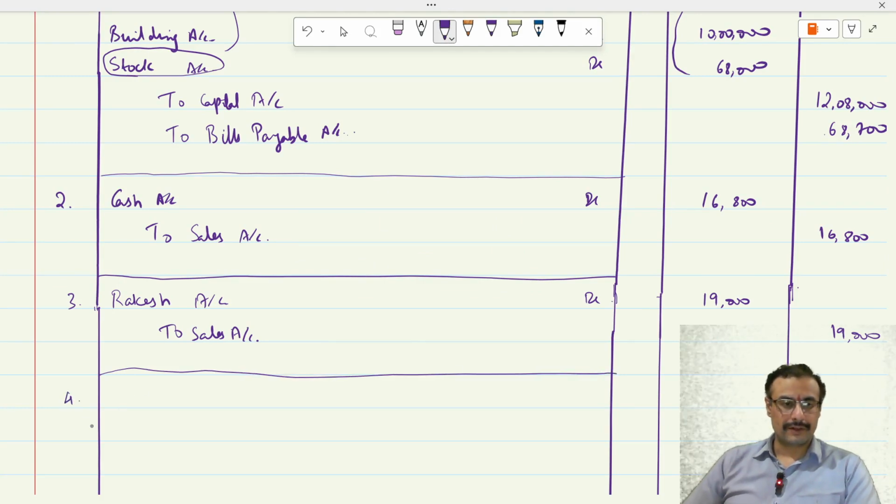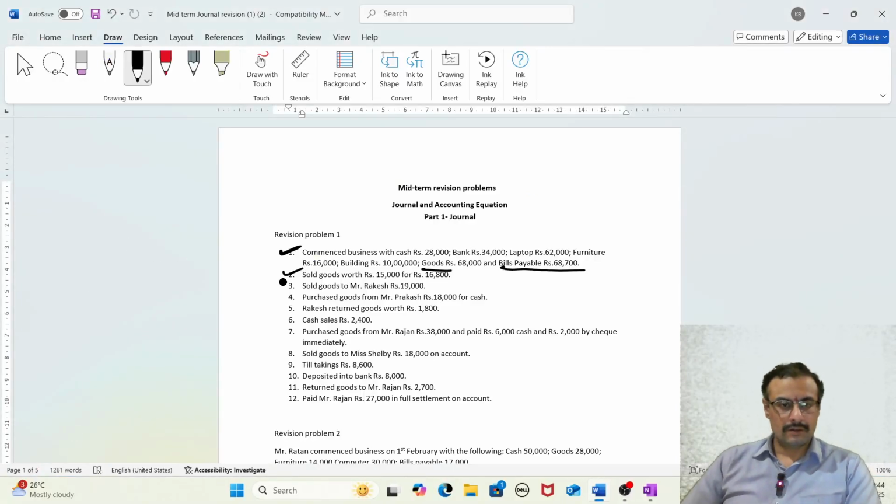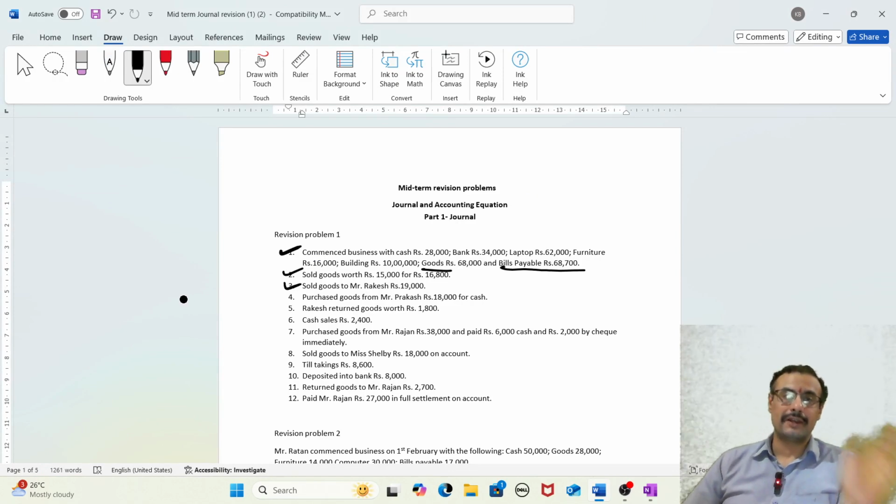Then the fourth one. I am just putting a tick here. You should not put a tick in your exam. You should not mark anything on the question paper. It should be considered as malpractice. I am just doing this to keep track, and this is a classroom discussion.